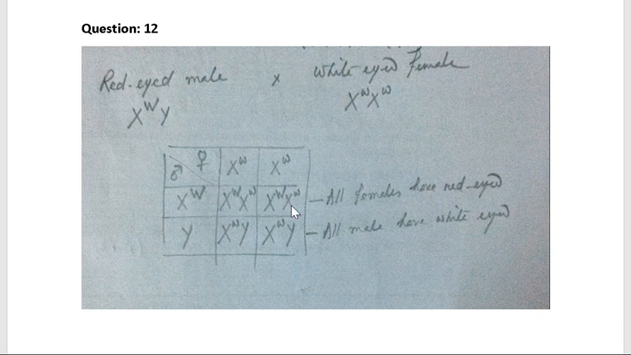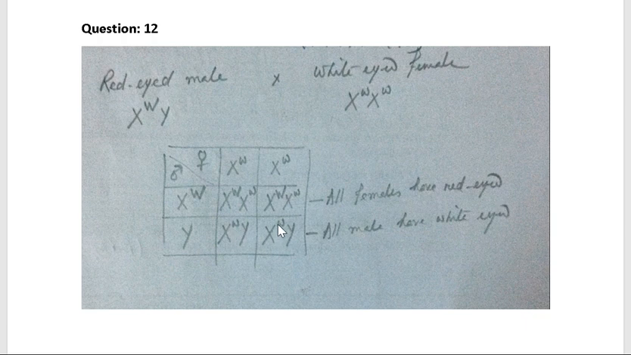Here X capital W, X small w, and the cross between these gametes X small w Y and X small w Y. So here if you observe, all females have red eyes and all males have white eyes. Why red eyes? You can see capital W in these two cases. Although they also have small w with them, as capital W is the dominant one, this one is the expressive one and it is indicating red eyes. So that's why all females have red eyes.